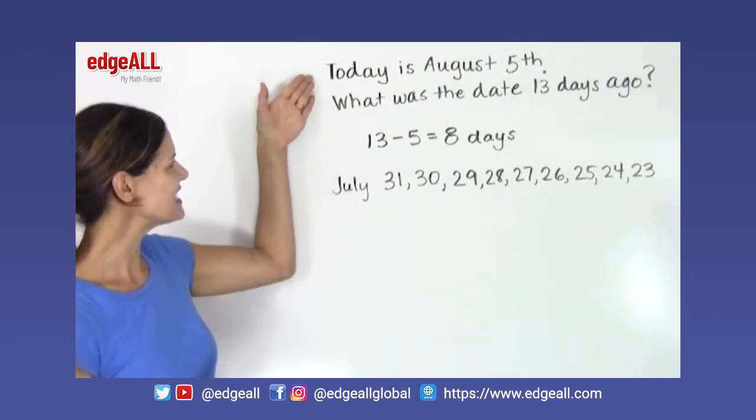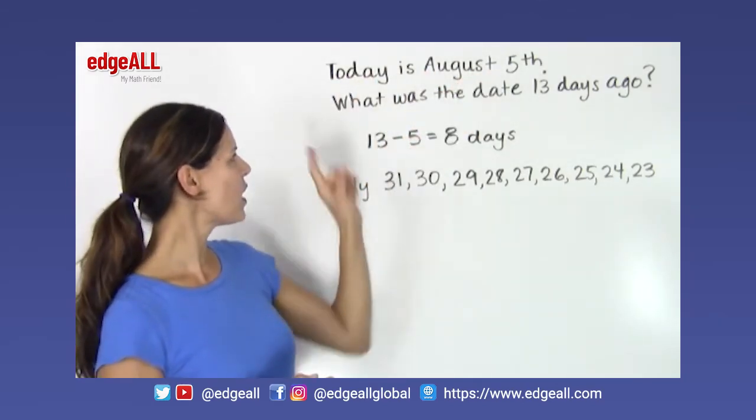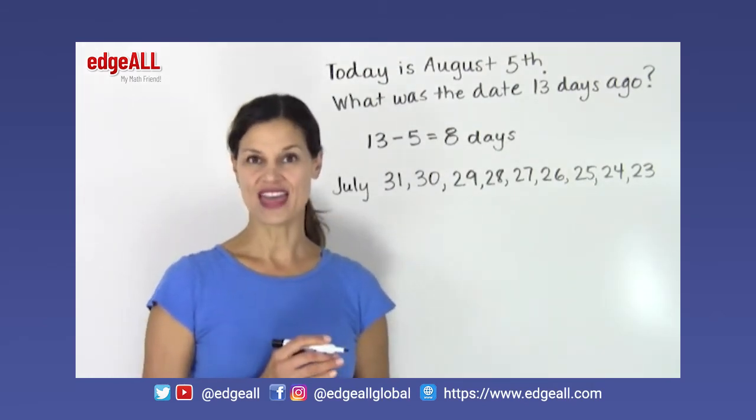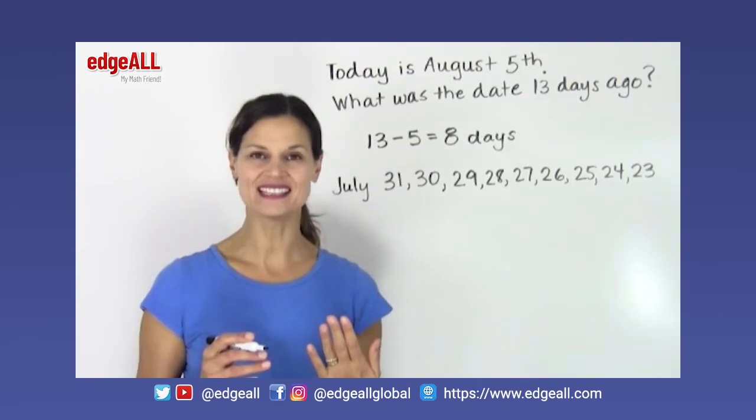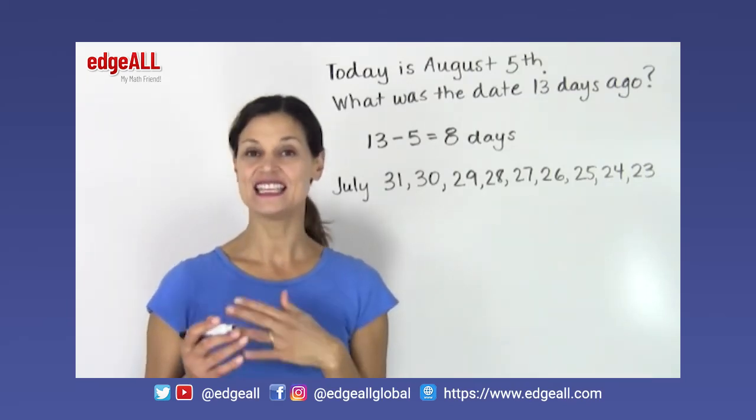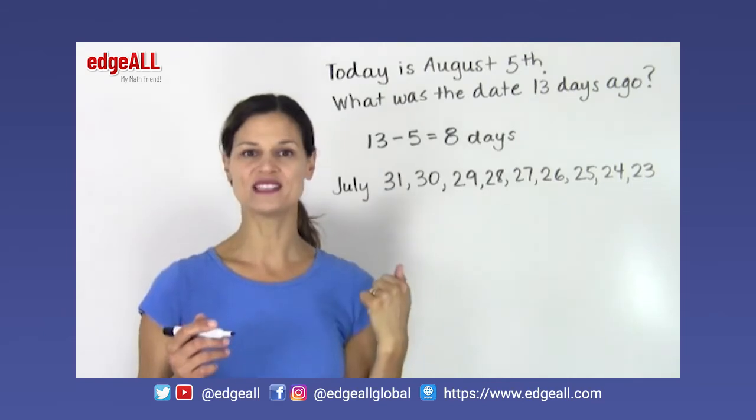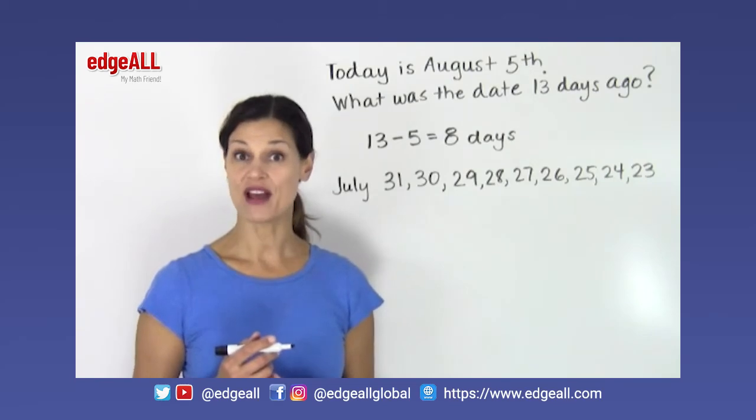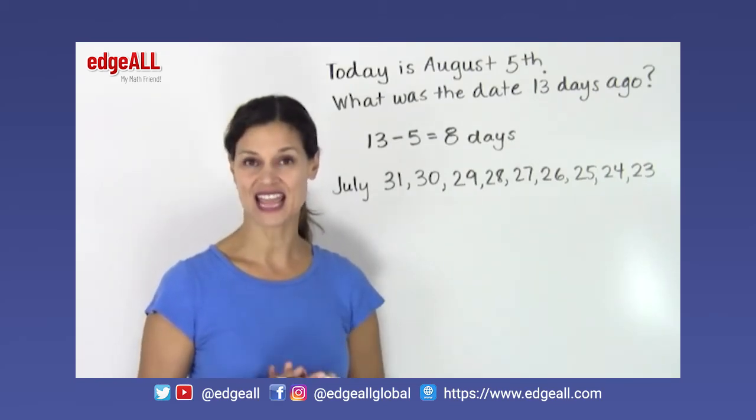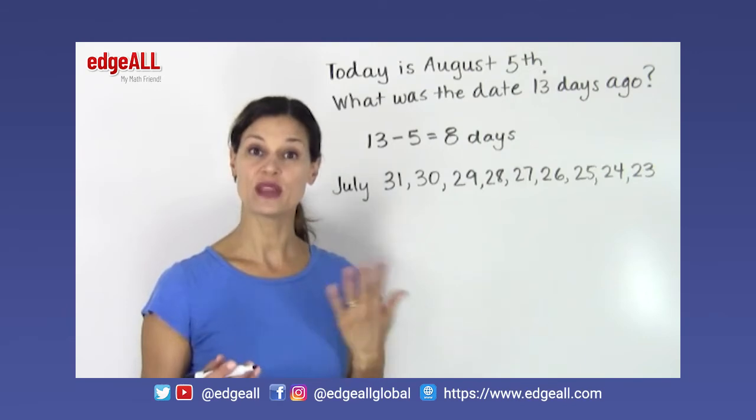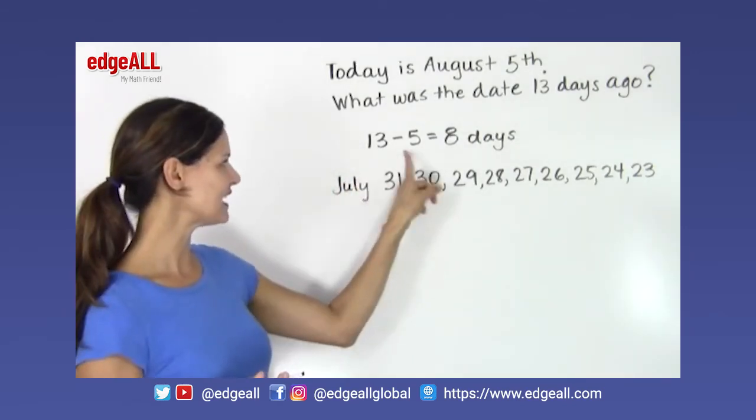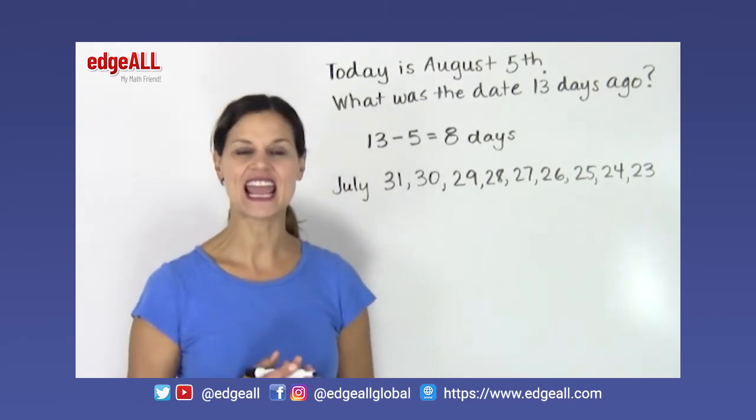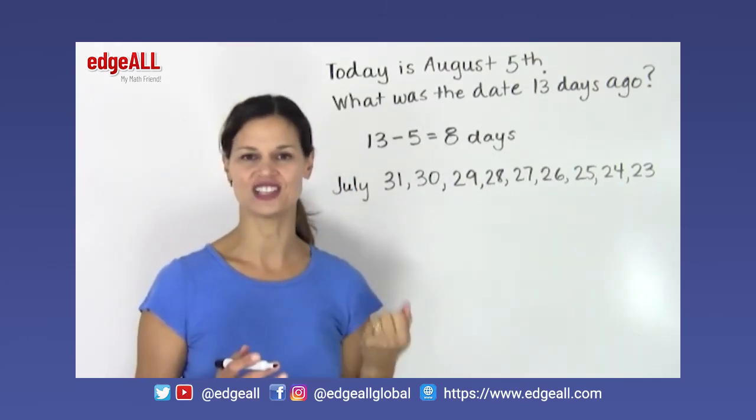So our example says, today is August the 5th. What was the date 13 days ago? You know then that only 5 days have passed in the month of August. The date 13 days ago must fall in the previous month, the month of July. Out of 13 days, 5 days are in August. The remaining days are 13 minus 5, or 8 days. So out of our 13 days, 8 of them fall in July.